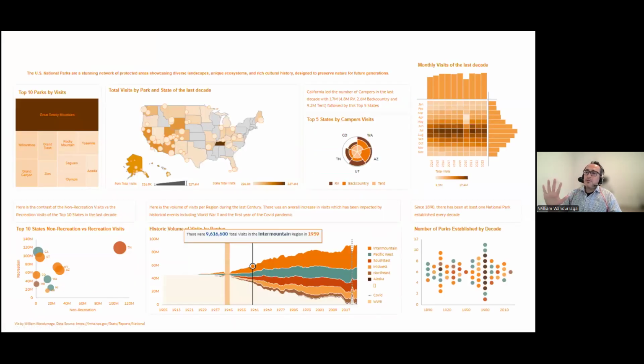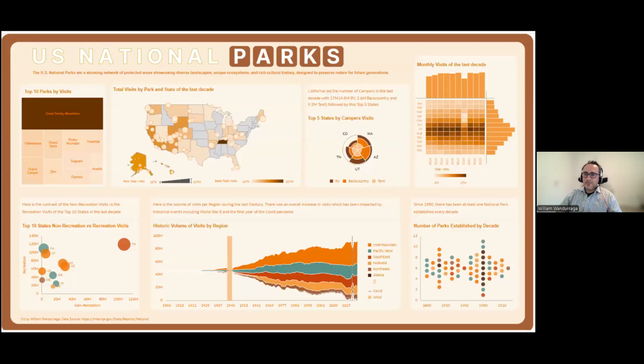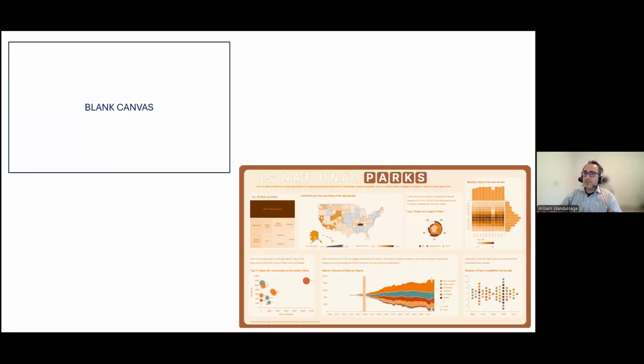This is close to the finish line. All I needed here was some background to make it stand out. My background tool that I use is Figma, but you can build backgrounds in PowerPoint or any other tool. This is what it looks like at the very end. So that's how I went from a blank canvas to a visualization like this one.